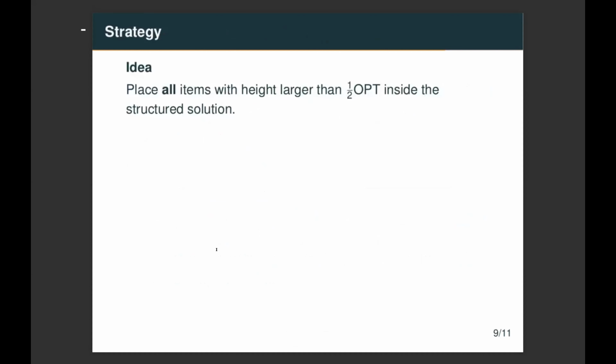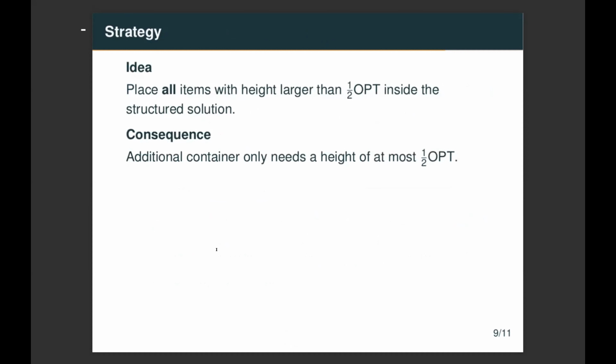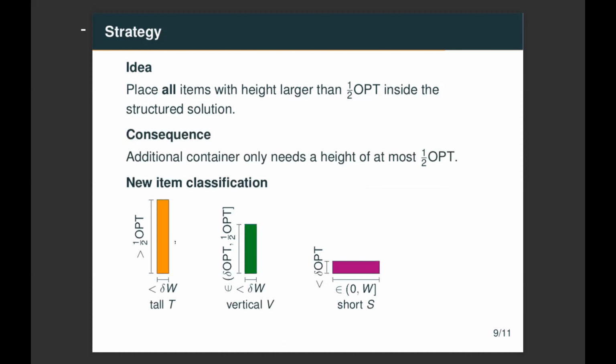Our strategy, however, is somewhat different. We place all the items with height larger than half opt inside the structured solution. This allows us to consider our additional container to be of height at most 1/2 opt. We also have a new classification for the items. The first class is the items of height at least 1/2 opt, which we call the tall items. The second class is the items of height from delta opt to 1/2 opt, which we call vertical, and the rest of the items we call short.